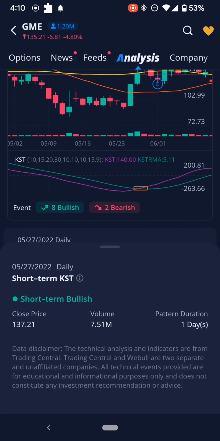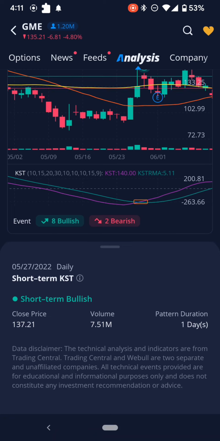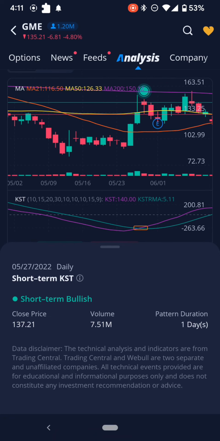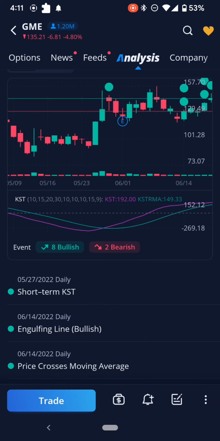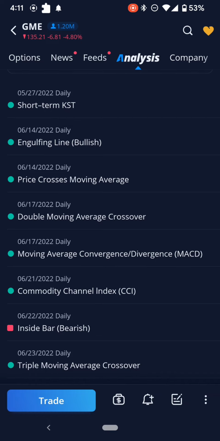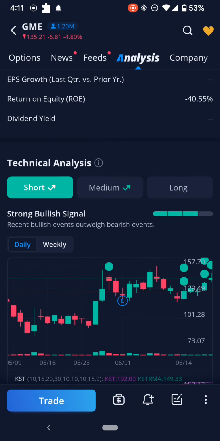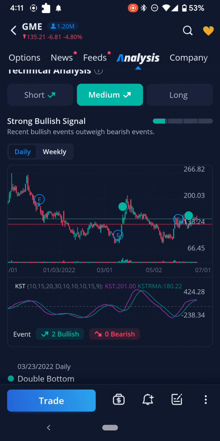KST is another one I don't use, but it looks like a crossover happened back there, which is interesting. That's maybe a good one to use. I've heard of people using that one. It's interesting that it actually showed up on that red day. And it's still bullish, basically. It's still crossed over, so that's a cool one. I might have to look into KST, whatever that means. Then it lists them all down here with the dates on them. So that's the short term.